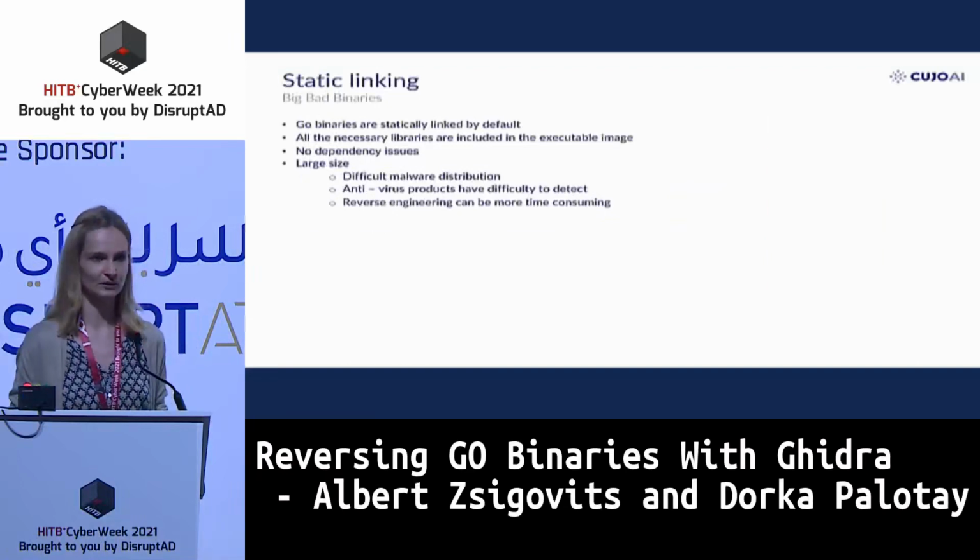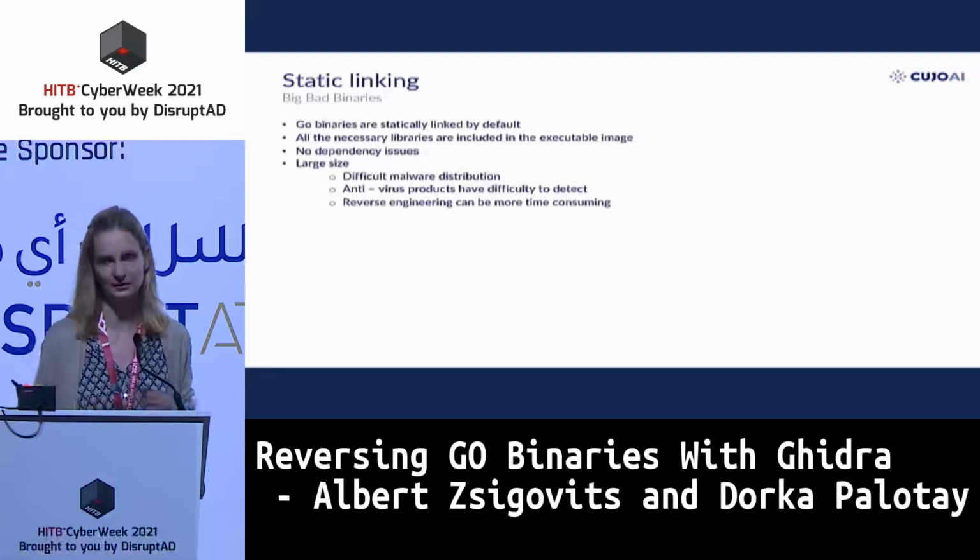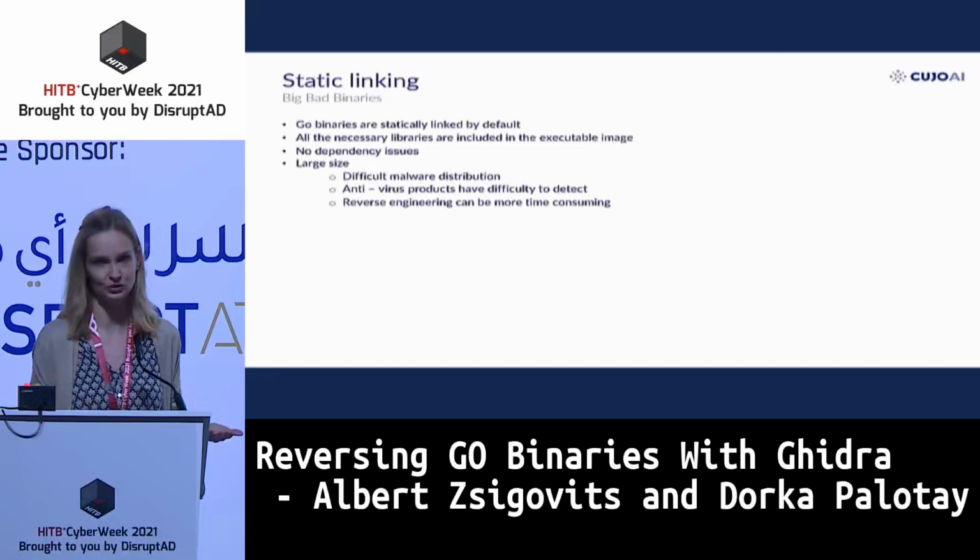So let's talk a little bit about Go binaries. The one thing is the static linking in Go. By default, these binaries are statically linked. That's why a Go binary is so huge. It means that all the necessary libraries are included in the executable, so it can run on every system without any dependency issues. It will have everything within the binary that it needs to run.